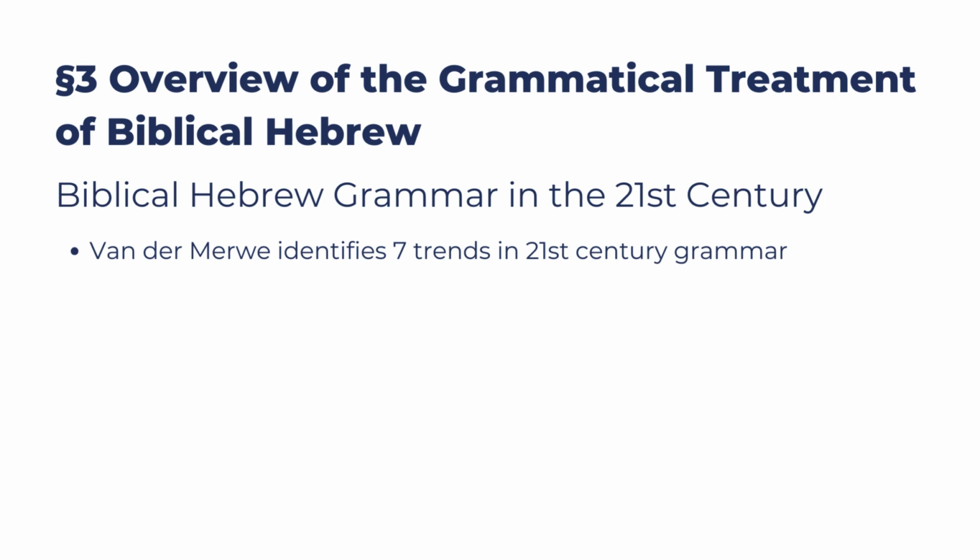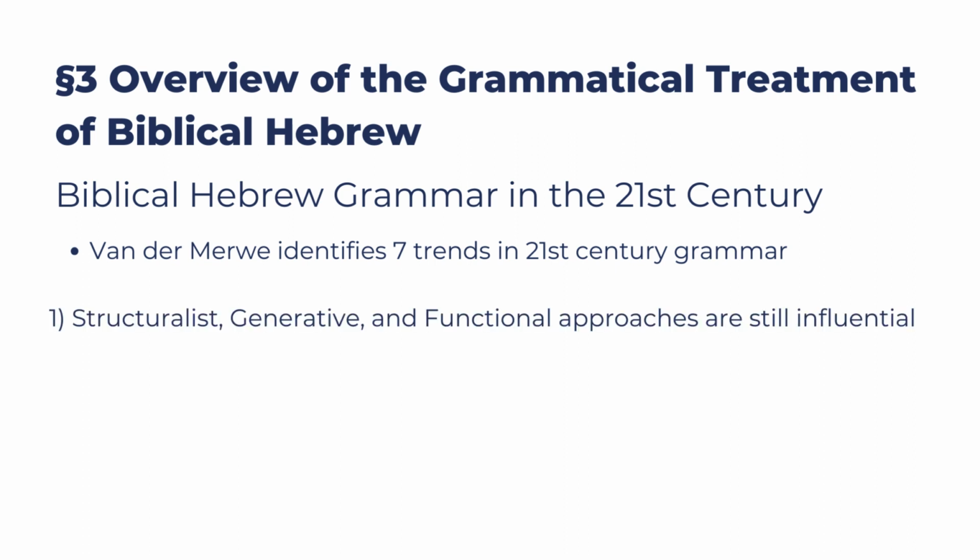Van der Merwe identifies seven trends that have been apparent in the last couple of decades, sort of with the advent of the 21st century. He suggests that structuralist, generative, and functional approaches to Hebrew grammar are still important because they emphasize empirical data. Scholars can use technology and databases to establish an increasingly better knowledge of Biblical Hebrew.